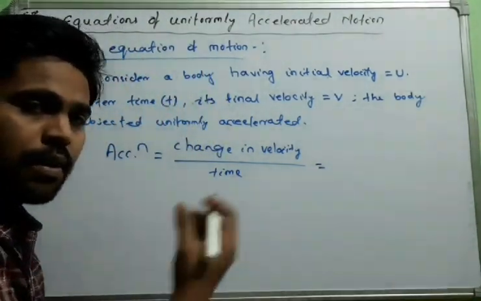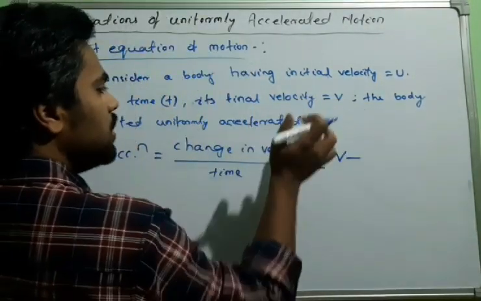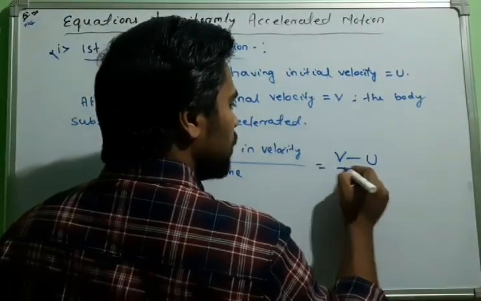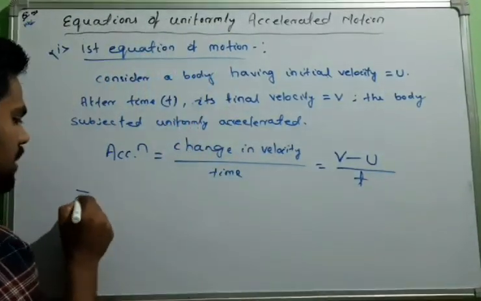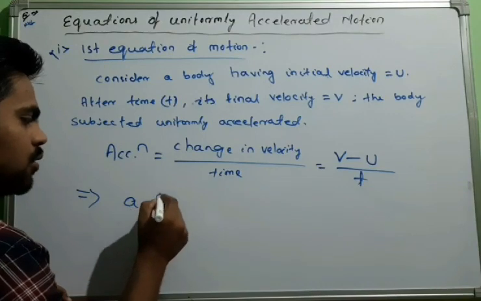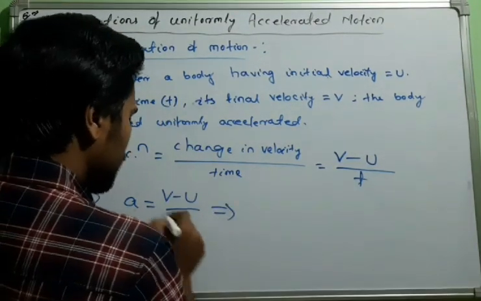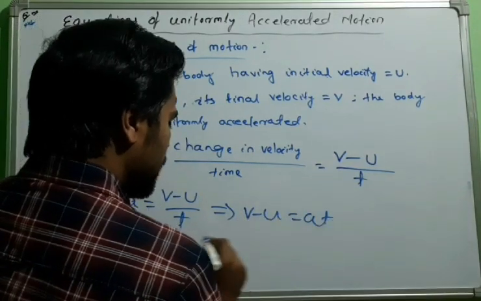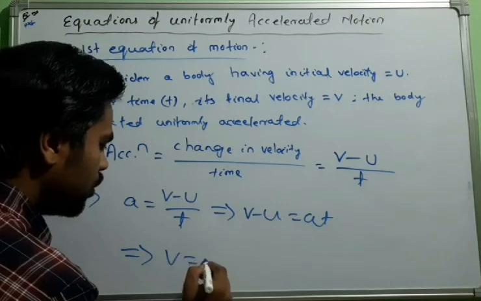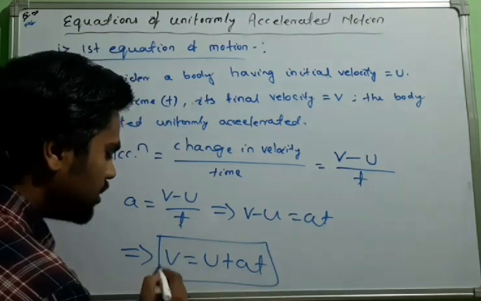So what is the change in velocity? Final velocity minus initial velocity. Final velocity is v, initial velocity is u, divided by t. That means acceleration, denoted as a, is equal to v minus u divided by t. That implies we can cross multiply it. v minus u is equal to at. That implies v is equal to u plus at. Clear, students? This is the first equation of motion.